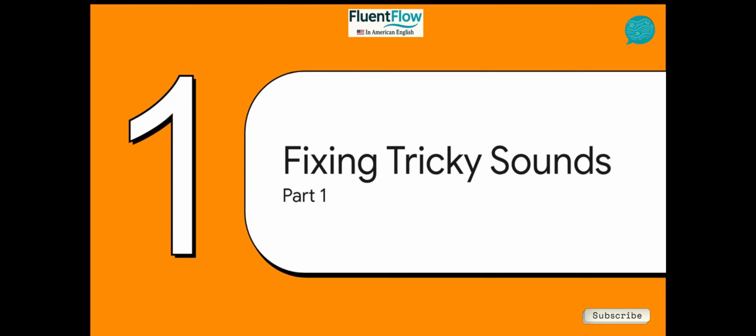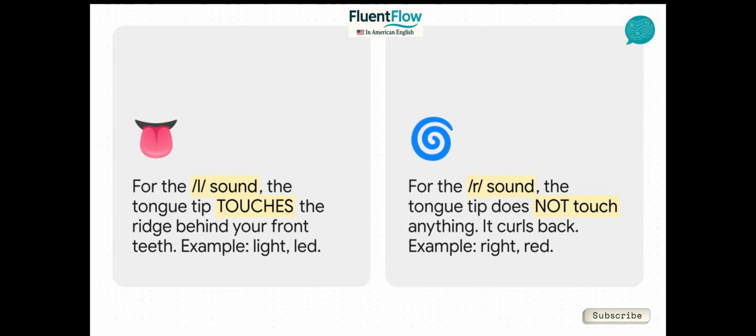All right, first up, we're going to dive right in by looking at some of those fundamental building blocks, those tricky sound pairs that often get mixed up. So, let's talk about the L and R sounds. It really all comes down to what your tongue is doing. Seriously, it's a physical thing. For that L sound in a word like light, your tongue tip has to touch that little ridge right behind your front teeth. Go ahead, try it.